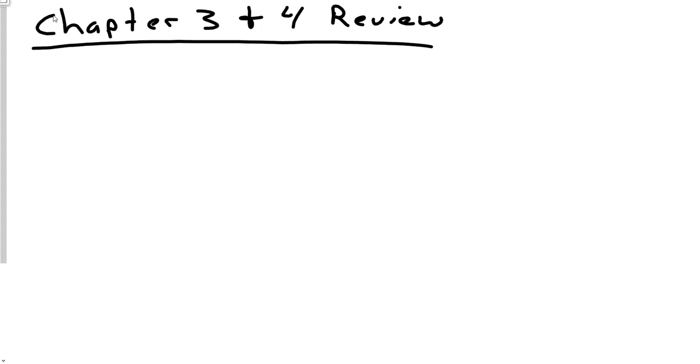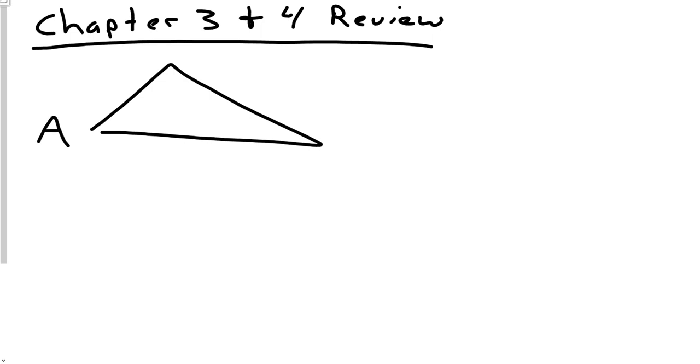So chapters 3 and 4 were all about triangles, right? Now, we always label triangles with uppercase letters for the angles. And then the opposite side to the angle is the lowercase letter, right? And then there were two big laws that we worked with.